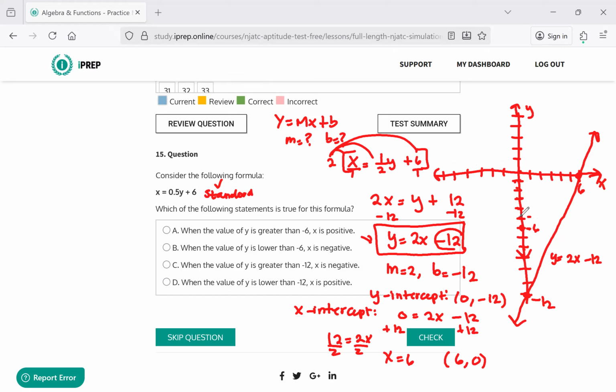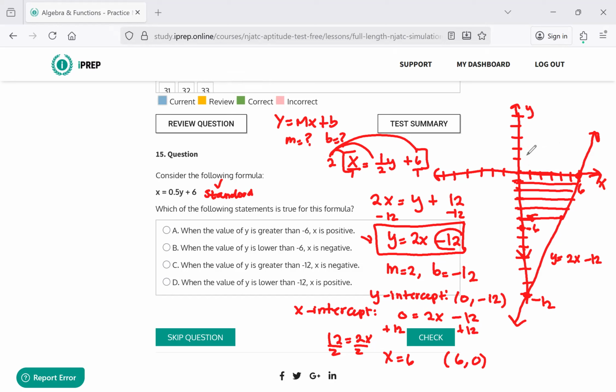I think that might be true because at -5, what is the x value? It's somewhere right here, which is positive. At -4, it's still positive, right? Positive, positive, positive, and even 0. When the y value is 0, the x value is +6.